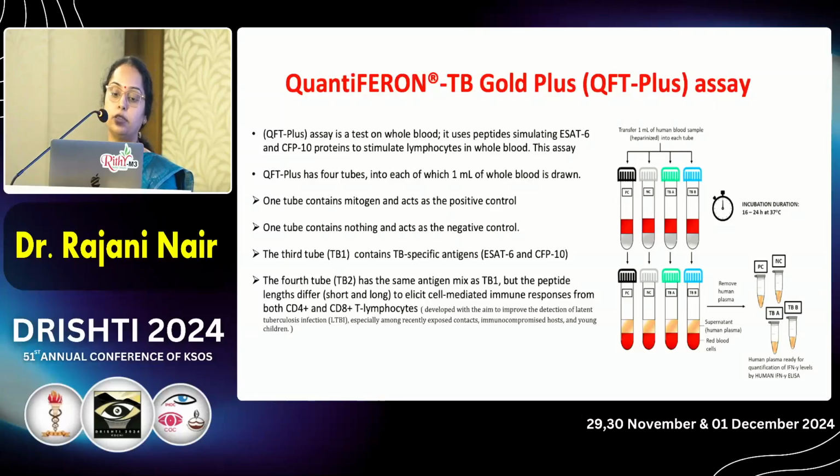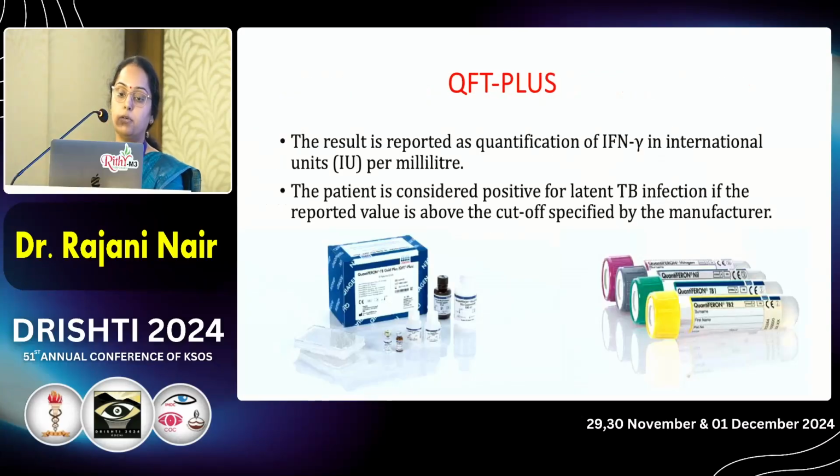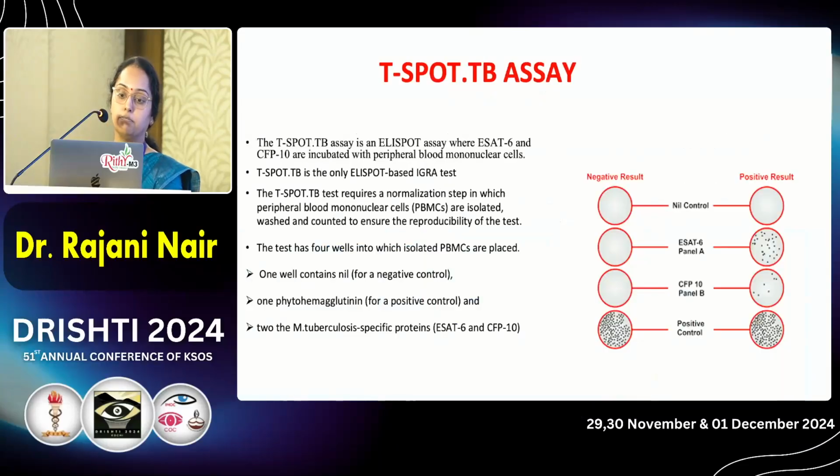The fourth tube was developed with the aim to improve the detection of latent TB infection among recently exposed contacts, immunocompromised hosts, and young children. The report is then quantified as interferon gamma in international units per milliliter. The cutoff is provided by the manufacturer.